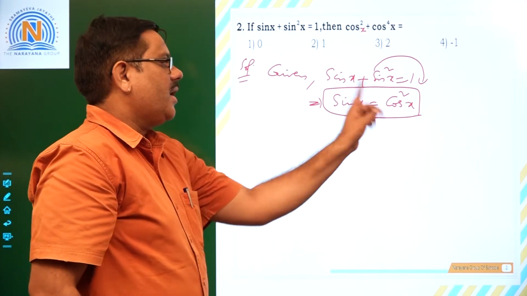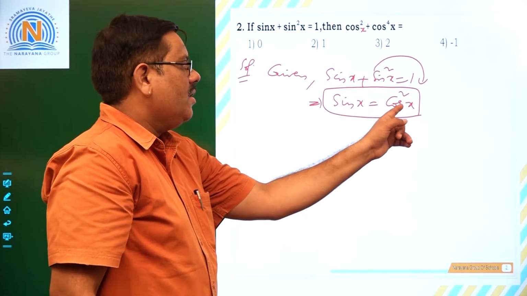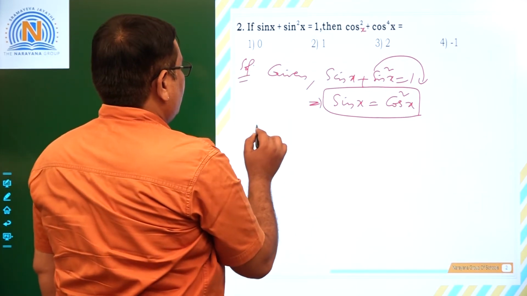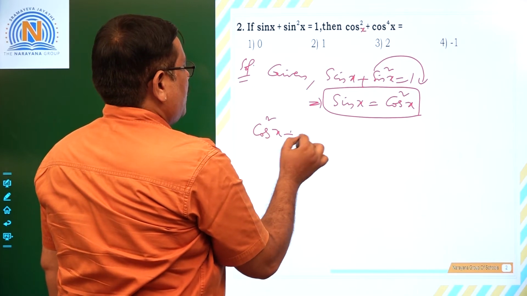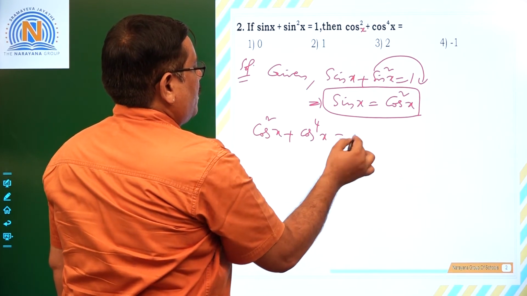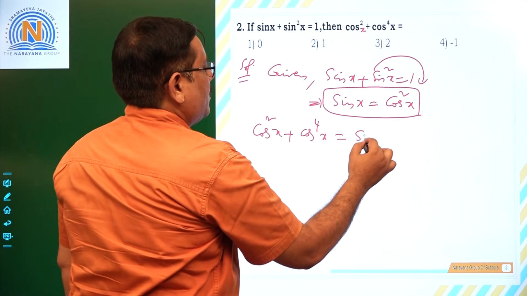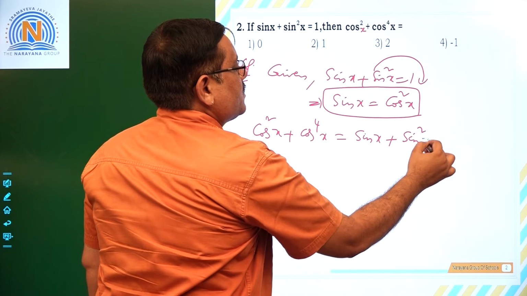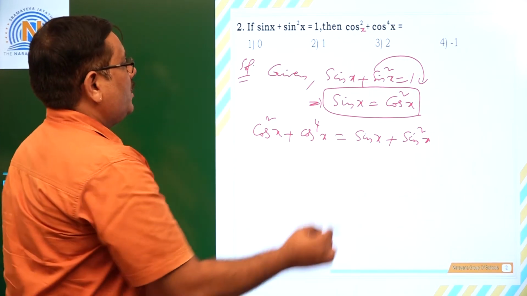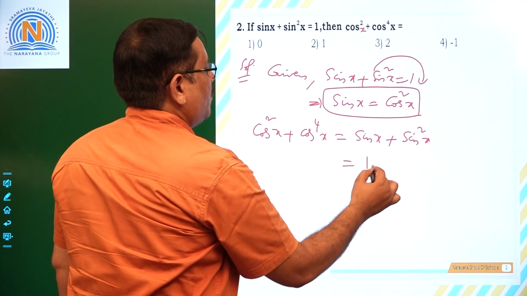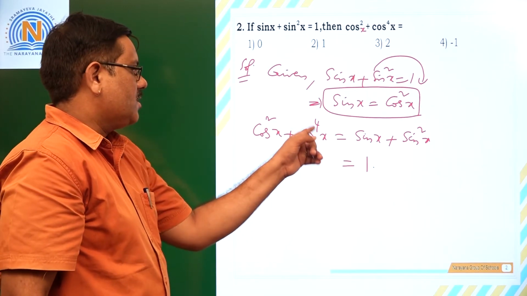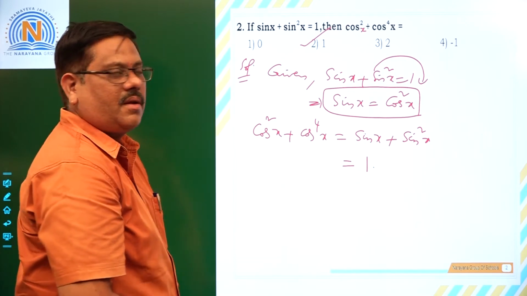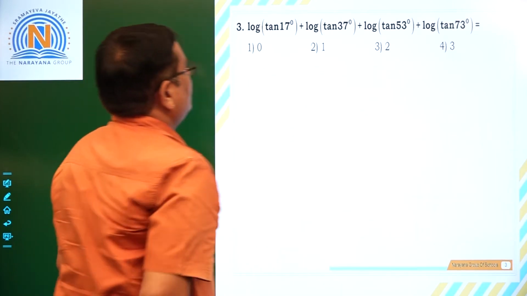Wherever you have sin x, you can write in place of that cos square x. Or wherever you have cos square x, you can write sin x in place of that. Now let us see the given: cos square x plus cos power 4x is equal to cos square x, it is nothing but sin x, plus cos power 4x is nothing but sin square x. Isn't it? Now what is the value of sin x plus sin square x? Nothing but 1. So the value of cos square x plus cos power 4x is how much? 1. 1 is nothing but second option for us, right? Let us see the next question.